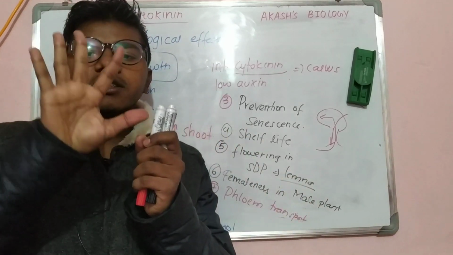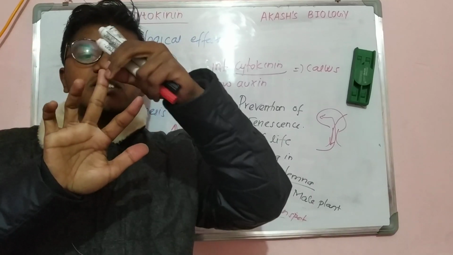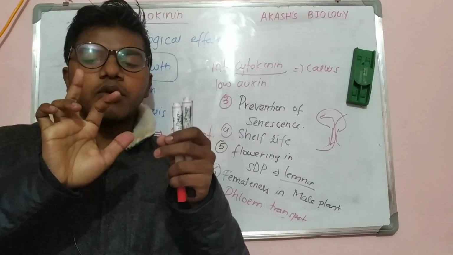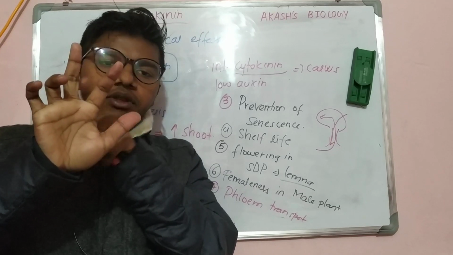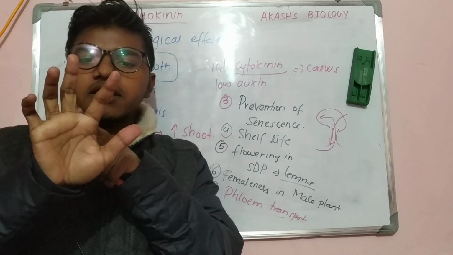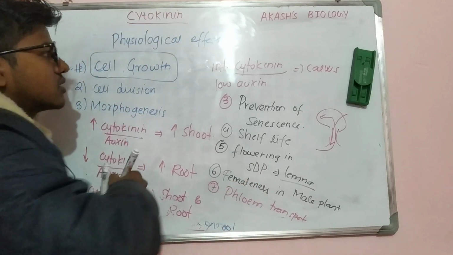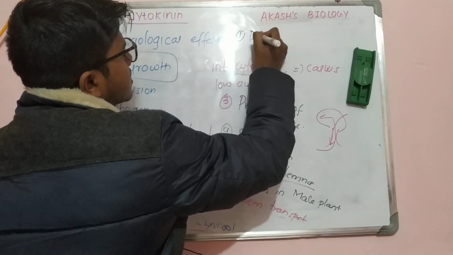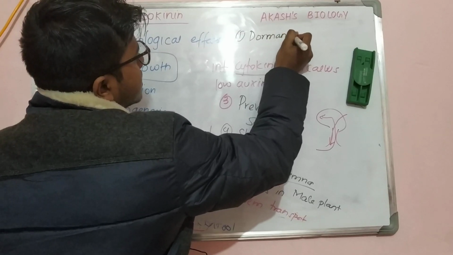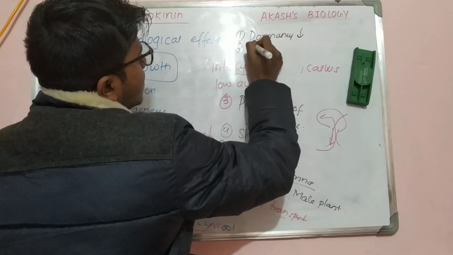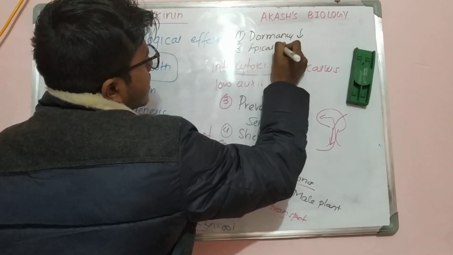So let's say this hand of mine is a flower. So this is the apical bud. This is the lateral buds. Whenever food is being transported to each and every part, the lateral buds again grow. So it will suppress what? The dormancy. Dormancy is being decreased. Similarly, the apical dominance is also decreased.